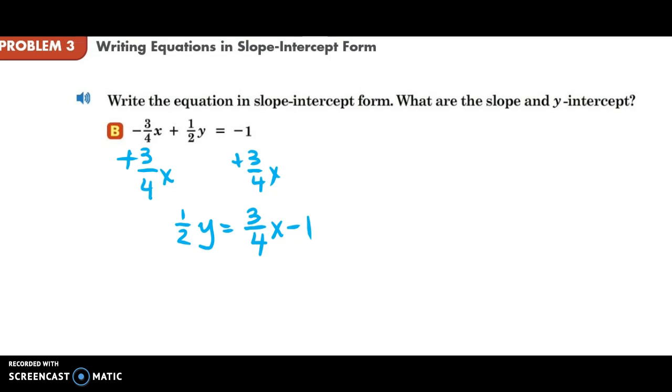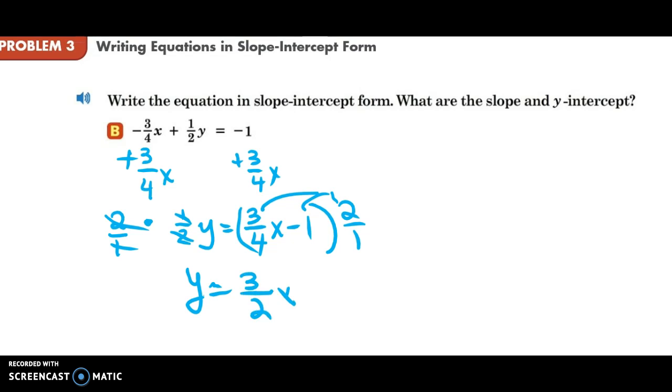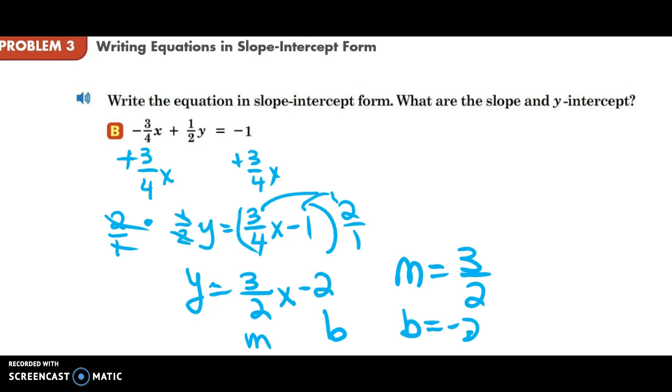You can divide each term by 1/2 or multiply everything by 2, or 2 over 1, which is the reciprocal of 1/2. So the 2 over 1 cancels the 1 over 2, and here I need to multiply everything by 2 as well. So 2 times 3/4 will be 3/2 x, and 2 times negative 1 will be negative 2. Now I can pick out my m value and my b value. So my slope is 3/2 and my y-intercept is negative 2.